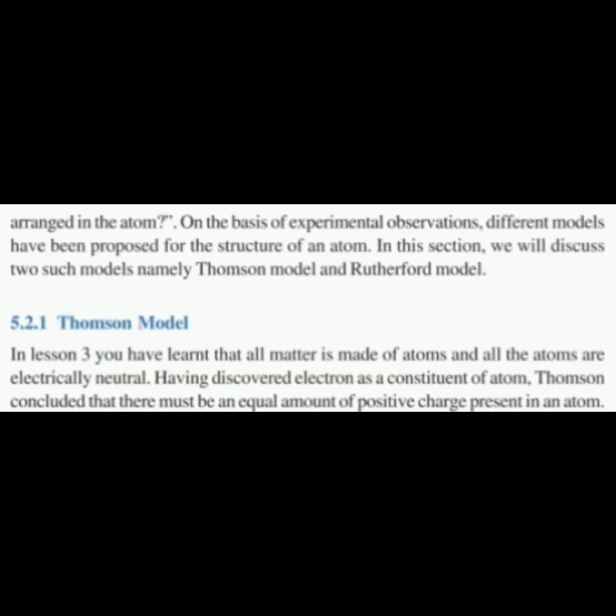In section 5.1, you have learnt that the atom is divisible and contains three smaller particles in it. The question that arises is, in what way are the subatomic particles arranged in atoms? On the basis of experimental observation, different models have been proposed for the structure of an atom. In this section, we will discuss two such models, namely Thomson model and Rutherford model.